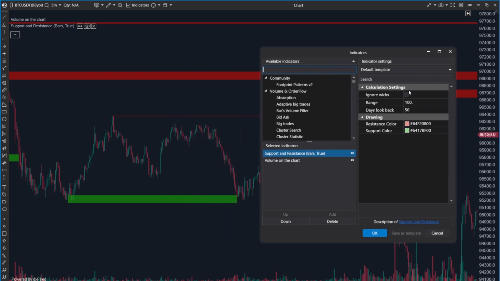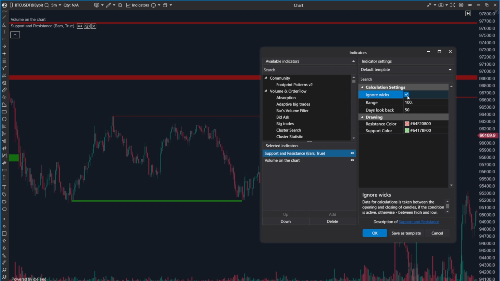So the first setting here is ignore wicks. You can turn this on and it will ignore the swing level wick. So right here we have a long wick, and if we press ignore, it's going to ignore that wick, and it's just going to go down to the close. I personally like having this off because I want to take into account the wicks. The resistance level can either be at the close or the wick, so that's why I keep it off.